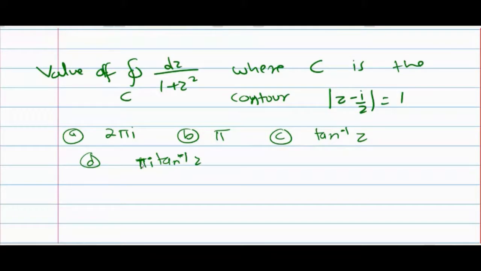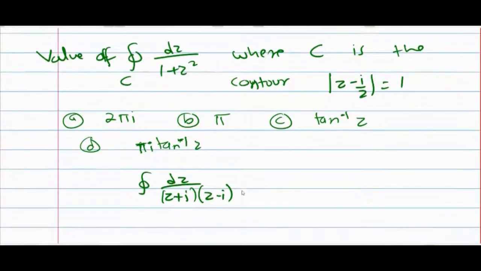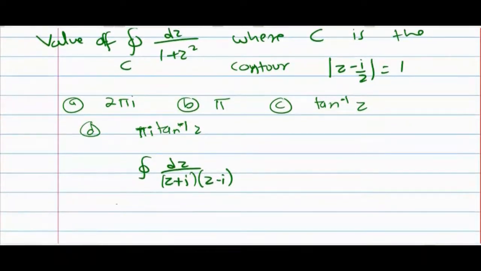What are the factors of the denominator? Z plus I, Z minus I. Okay, the answer is B. The factors are Z plus I and Z minus I. So we will check what the two points are. The first point is Z plus I equal to 0, that means Z equal to minus I. And the second point is Z minus I equal to 0, that means Z equal to I.